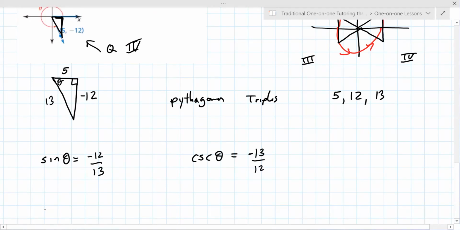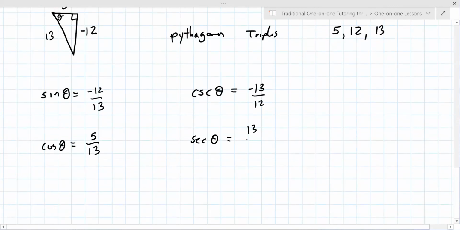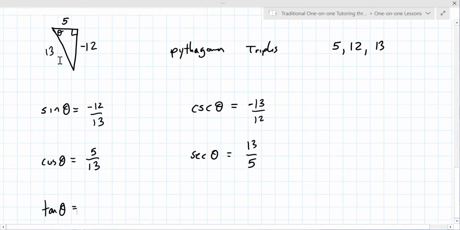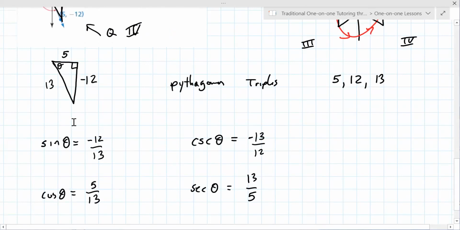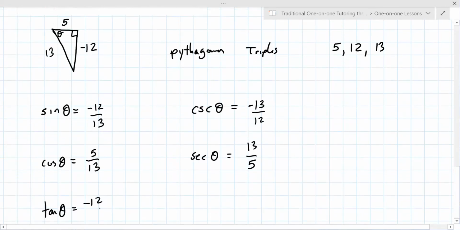Cosine theta is the adjacent over the hypotenuse. Secant theta is the reciprocal of that, so it's going to be 13 over 5. Then we're down to tangent of theta. Tangent of theta is opposite over adjacent, looking at this angle right here, so minus 12 over 5. The cotangent is the flip of that, minus 5 over 12. Once you have all 3 sides of your triangle, you can very quickly determine the sine, cosine, and tangent.